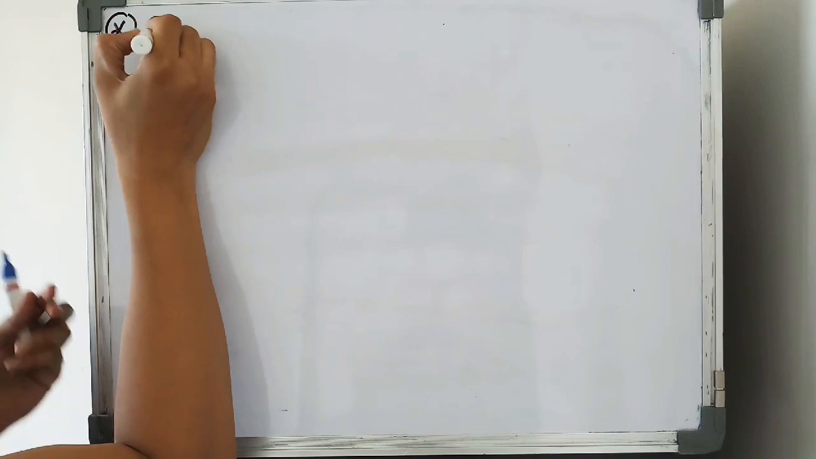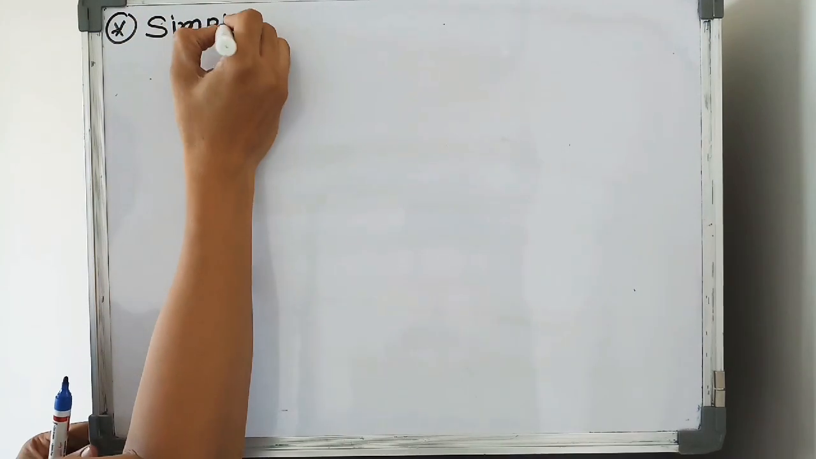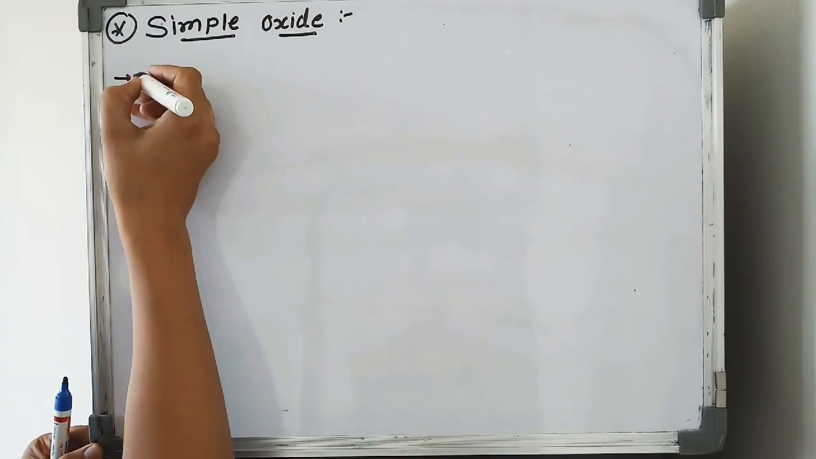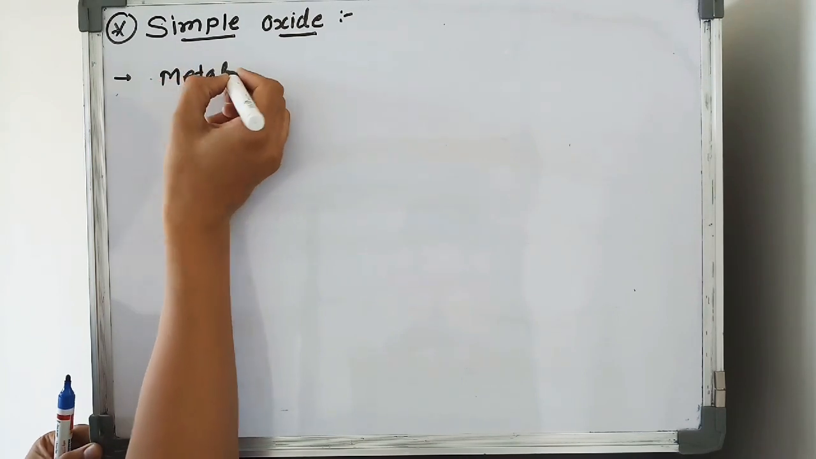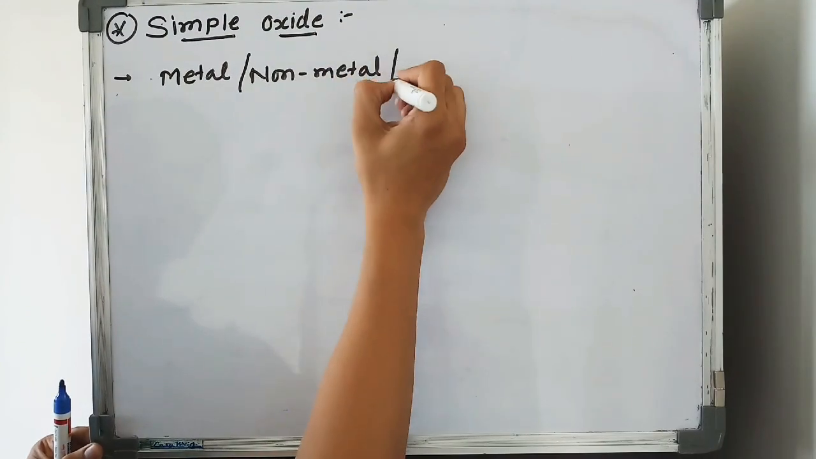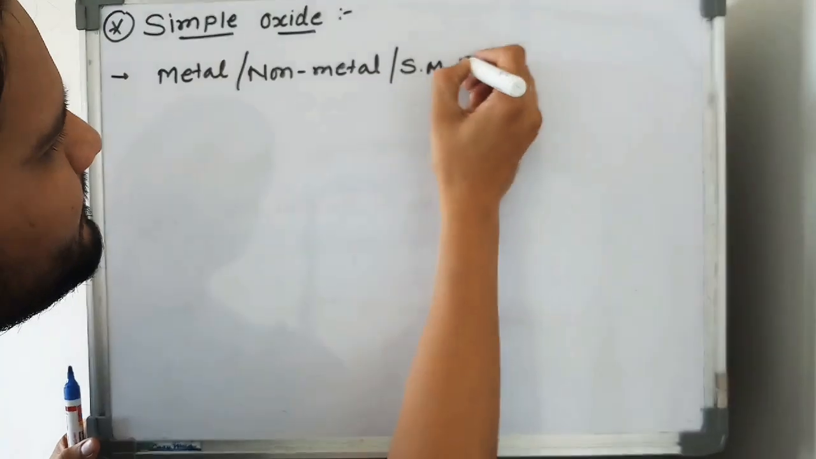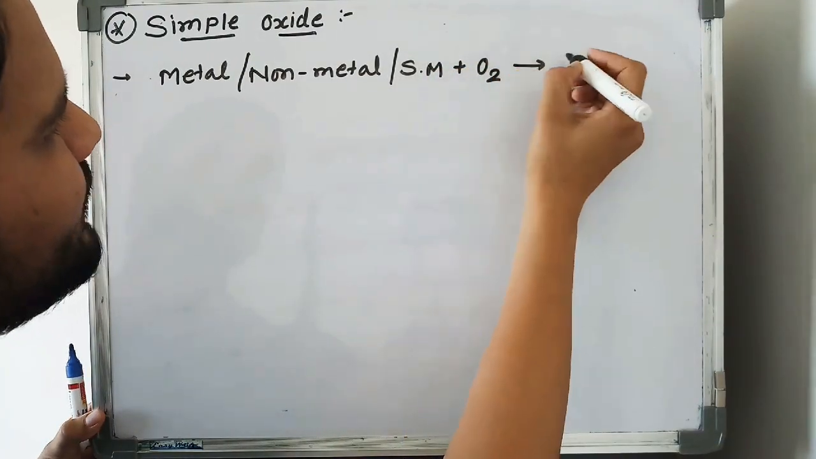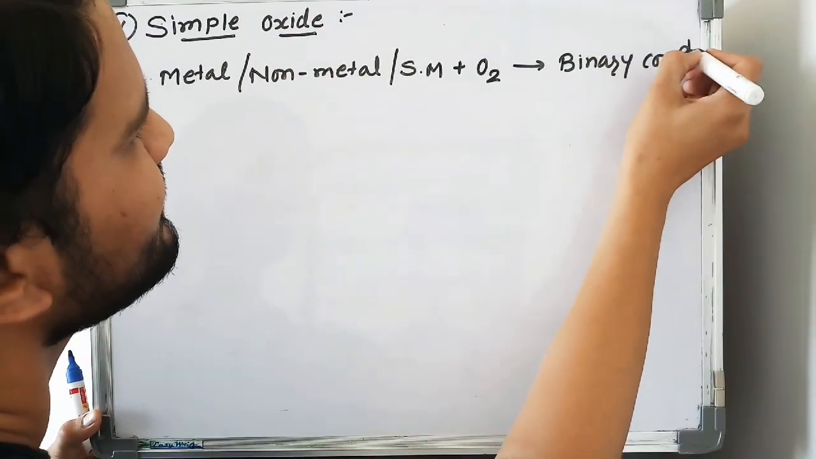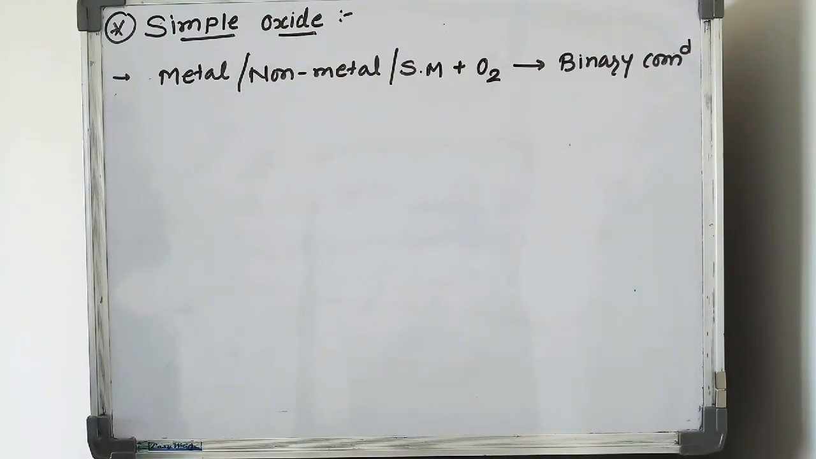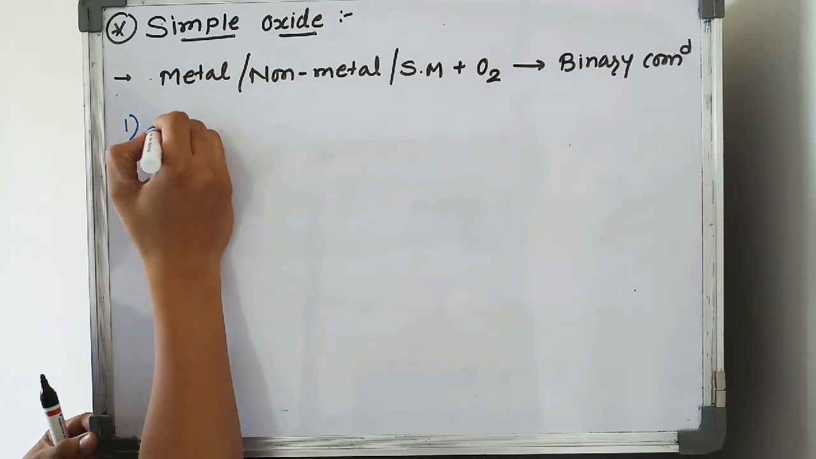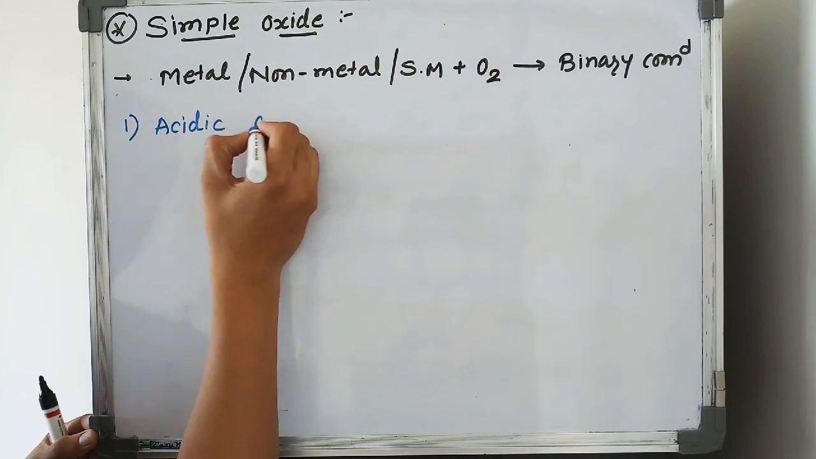Now simple oxides. Oxygen on its reaction with metals, non-metals and semi-metals forms binary compounds in which oxygen acts as an oxide. So first in this topic we are going to study acidic oxides.